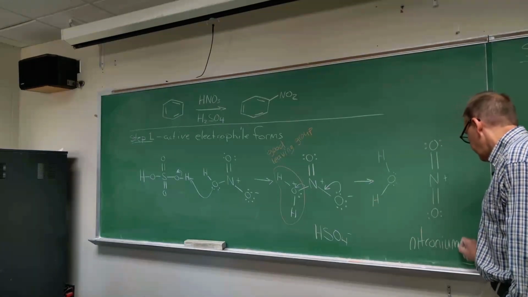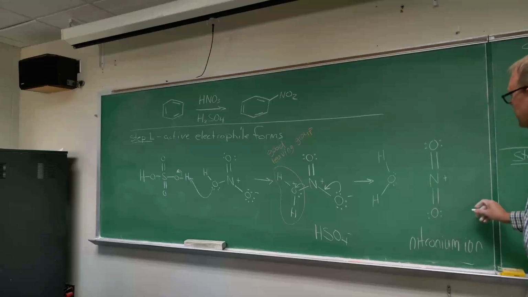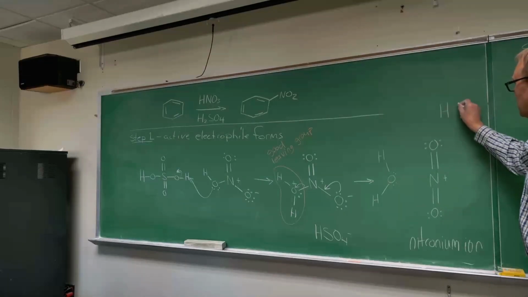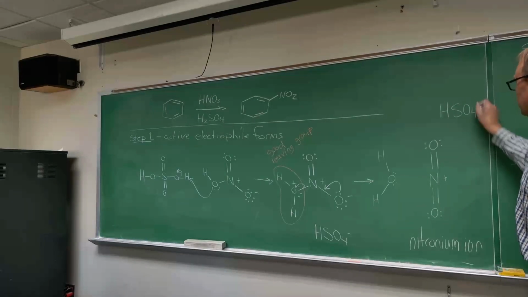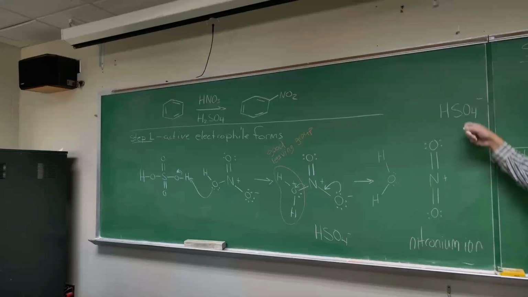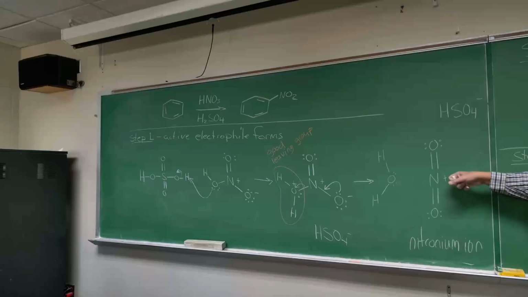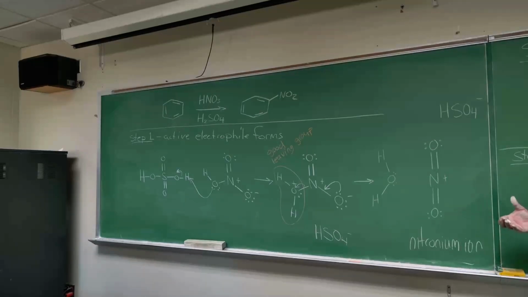Nitronium ion. It has a counter ion of hydrogen sulfate, which isn't really going to be all that important, but this is the species. That's the thing you really want to think about, because that's what the ring is going to be really attracted to. This is an intensely positively charged nitrogen, and the ring electrons are going to just go for it. So we're going to see that in the next steps.